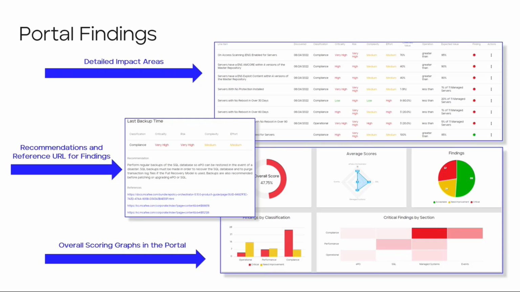From there, each one of those findings will have a recommendation and reference URL, as you can see in the middle portion of the slide. It'll just have a discussion point and then the reference links. Also, within the Health Watch portal, we're going to have an overall dashboard of the actual findings. If you have multiple EPOs, it'll have an aggregate score, or multiple NSPs, an aggregate score. You'll have critical findings by section, and findings by classification, so you can break the data down in multiple different ways.